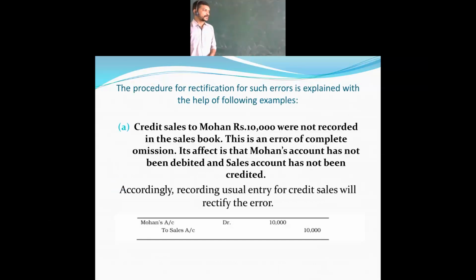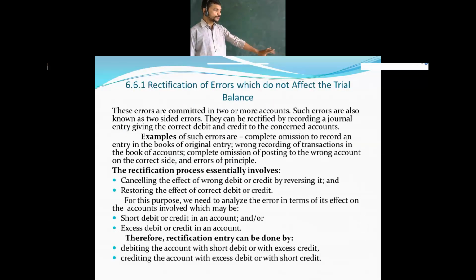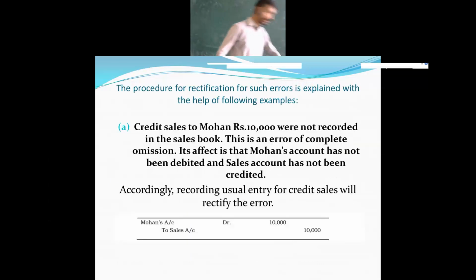The procedure of rectification for such errors is explained in the following example. Here we have a few examples, four to five examples. You are going to identify, meaning the procedure is shown over here. If you are making a wrong entry, see the last two points and remember these points: debiting the account with short debit or the excess credit, then crediting the account with the excess debit or short debit. That has to be known here. Keep those points in mind.